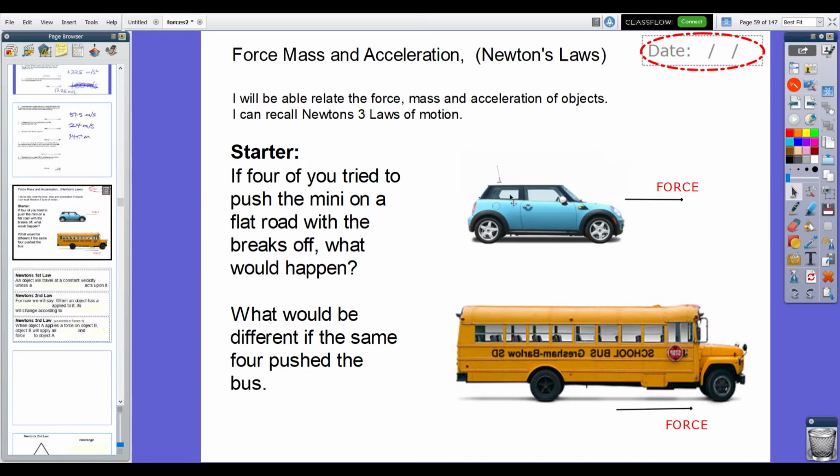Got 2 brand new, lovely, nicely oiled and lubricated cars here. They're both on flat roads. You and 3 of your friends decide to start pushing them along the road. There's no handbrakes on. So what would happen to both of these objects, and what would be the difference between them? Just take a moment to think about that.